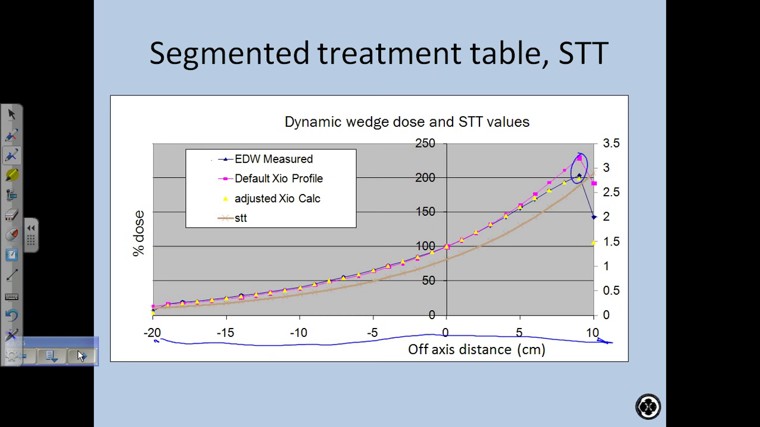But anyway, the point is that we found about a half percent difference. It's a small difference, but we wanted to correct it. So we corrected it by adjusting the STT table. We can go into the STT table and type numbers in. Once we adjusted it, then it came down. That's what these are, the axial values after the adjustment. So why is there a sudden drop off at 9 centimeters?